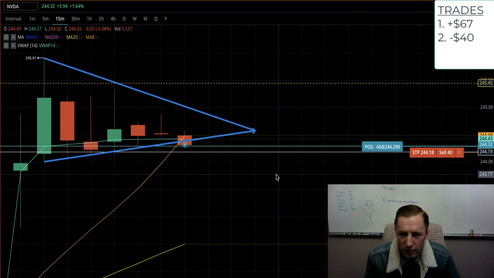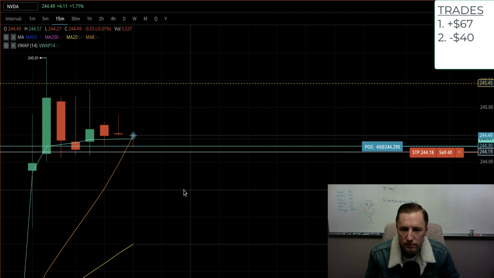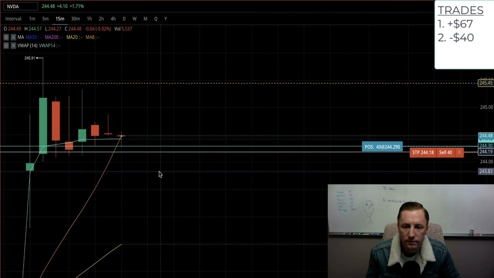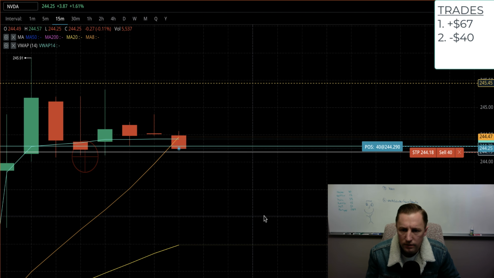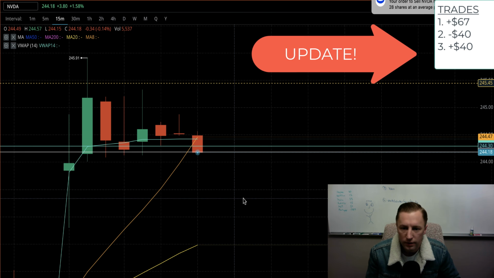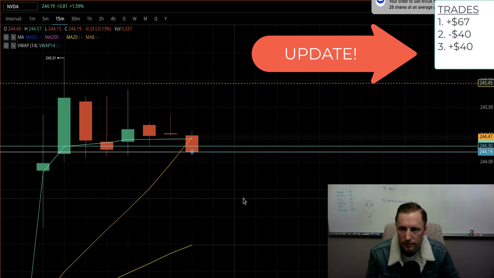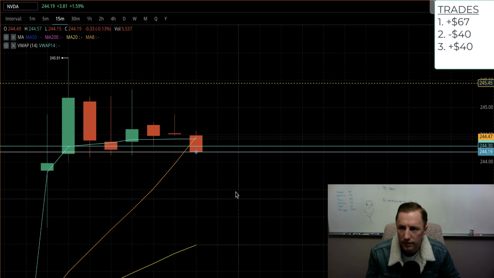And this ain't looking good. Stopping out. I think I'm gonna get stopped out right here. 2 cents. Yep, there it goes. Oh boy, that was a long trade. Kind of happy to be out of it.